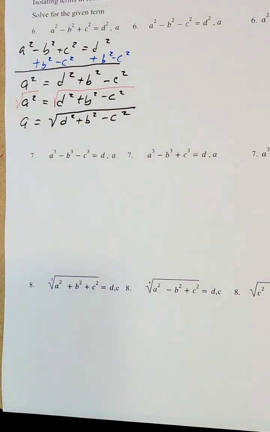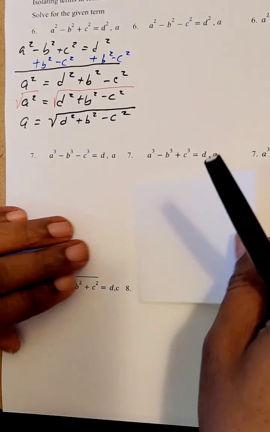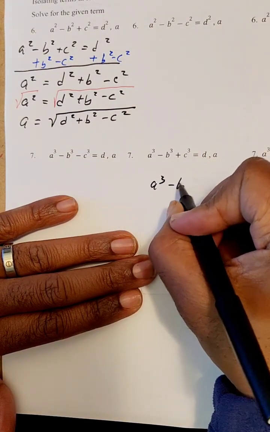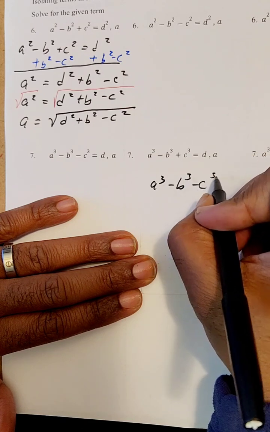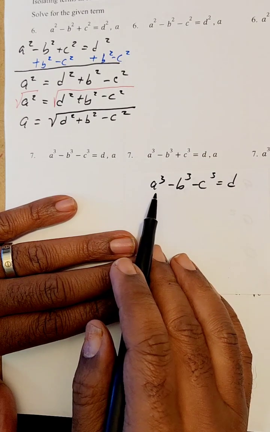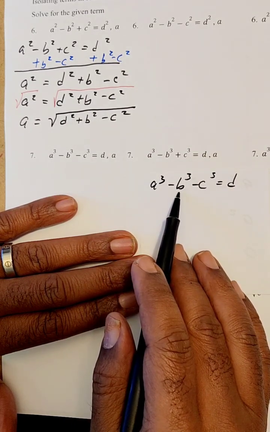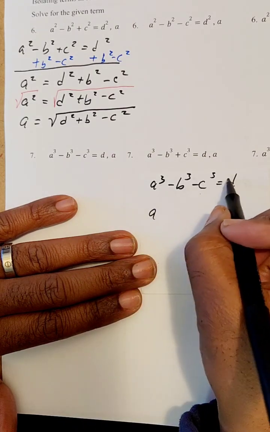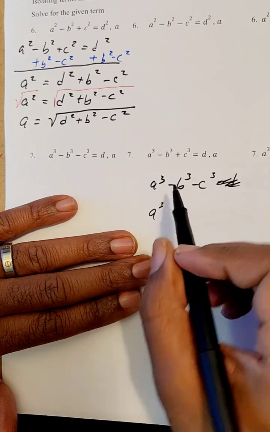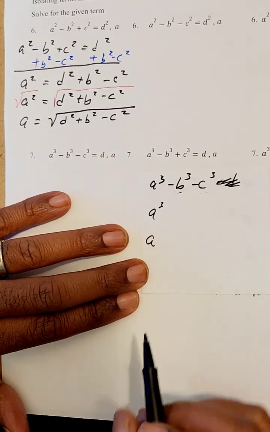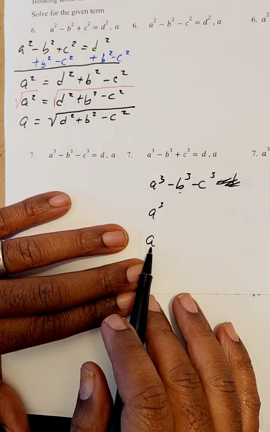Okay, on the next one, we're looking for a again, and we have a cubed, minus b cubed, and minus c cubed. That'll equal d. Okay, to get the a by itself, we need to remove the minus b cubed and the minus c cubed. So we'll remove both of those. And once those two are removed, then we'll remove the cube next, and we'll get a. So this will be our path to getting a by itself.